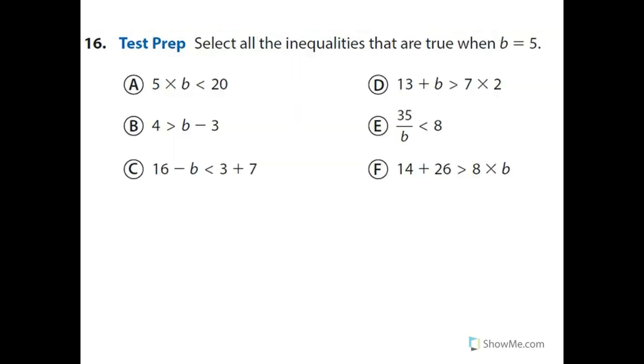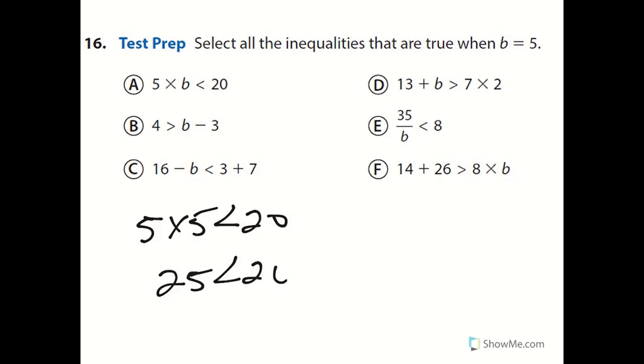Alright, go ahead and do this test prep question and then we will go over it. Now remember, it says select all the inequalities that are true when b equals 5. Alright, so 5 times 5 less than 20. 25 less than 20. Nope, so it's not that one. 4 is greater than 5 minus 3. 4 is greater than 2. Yes, it is.